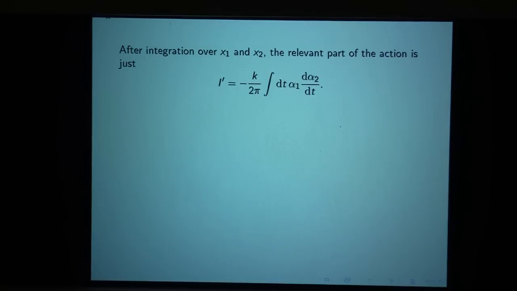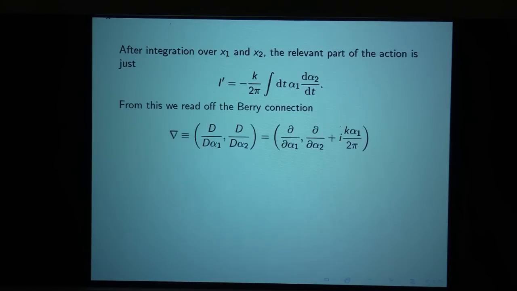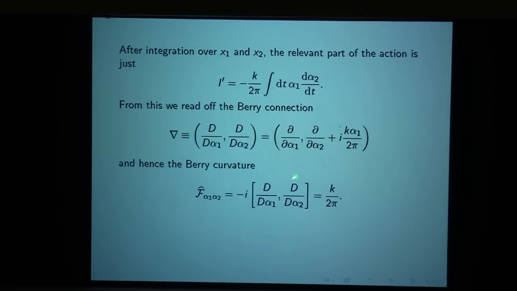And then we're supposed to simply read off the Berry connection from the part of the classical action with one time derivative. So here's the Berry connection. The covariant derivative in the alpha 1 direction is just d by d alpha 1 because there's no alpha 1 dot term in the action. And the covariant derivative in the alpha 2 direction has a coefficient, which I've just taken. It's I times the coefficient of the alpha 2 dt. So that's the macroscopic Berry connection. And now we can calculate the Berry curvature. We just can take the commutator of covariant derivatives, and we find that k over 2 pi is the macroscopic Berry curvature.